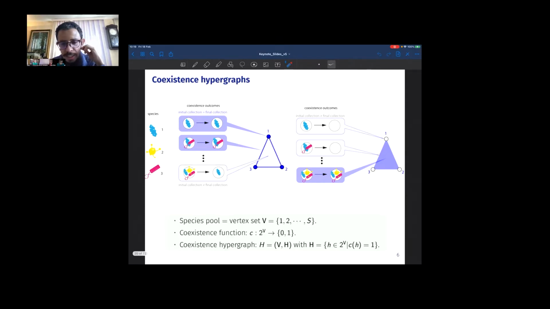So in general, to build this coexistence hypergraph, you need to define what is the pool of species, precisely which species can you assemble. That pool of species will be the vertex set of your hypergraph. And let me suppose that there are, in general, S different species in your garden. Then you need a function that tells you if some collection of species coexist. If it coexists, this function will return a 1. And if they don't coexist, then this function will return a 0. And then the coexistence hypergraph is simply the set of all subcollections of species that coexist.